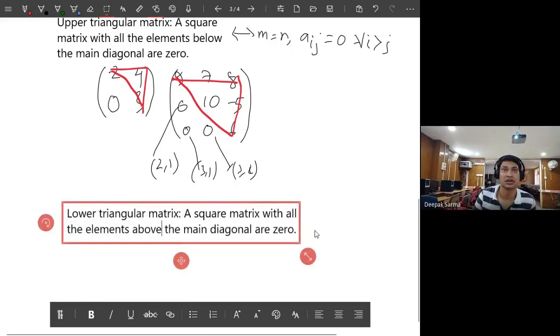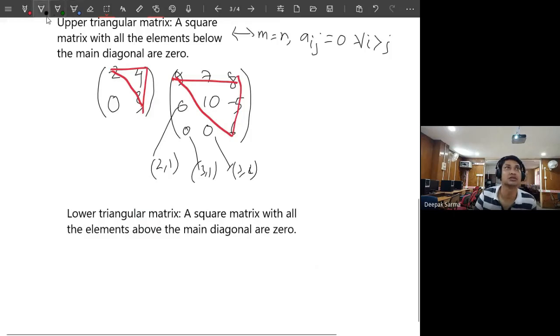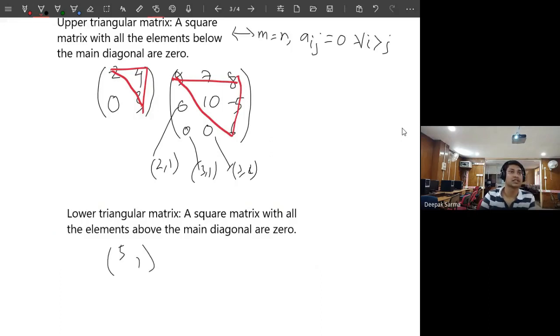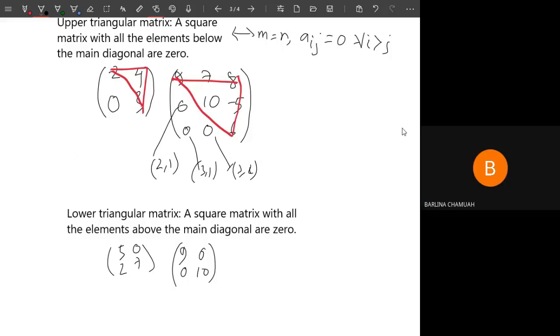Okay. So I think you all understood what exactly a lower triangular matrix is. If I consider a 2 by 2 matrix, 5, 7, all the entries above the diagonal should be 0. I don't have any restriction here. Even if I consider another 2 by 2 matrix, suppose 9, 10, 0, 0. Isn't it an upper triangular matrix? Yes, it is.